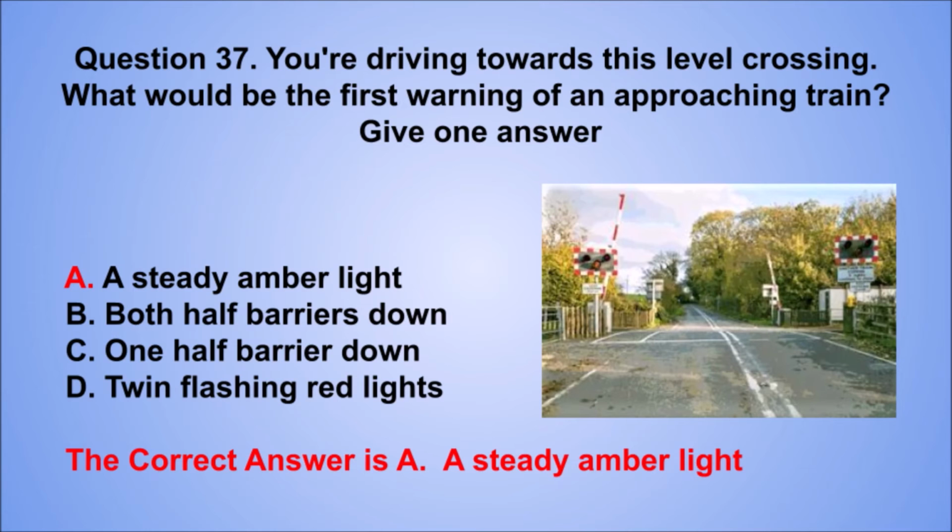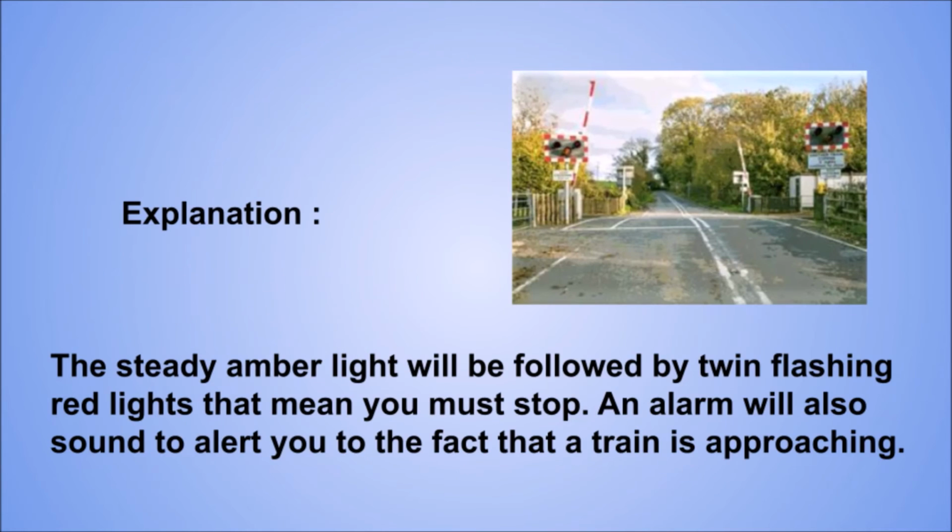A steady amber light. Explanation: the steady amber light will be followed by twin flashing red lights that mean you must stop. An alarm will also sound to alert you to the fact that a train is approaching.